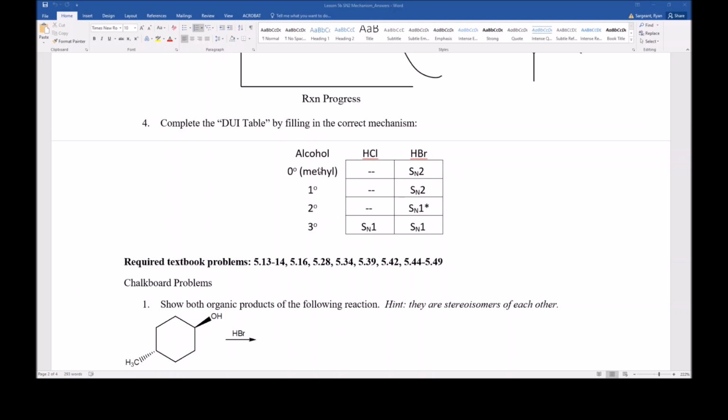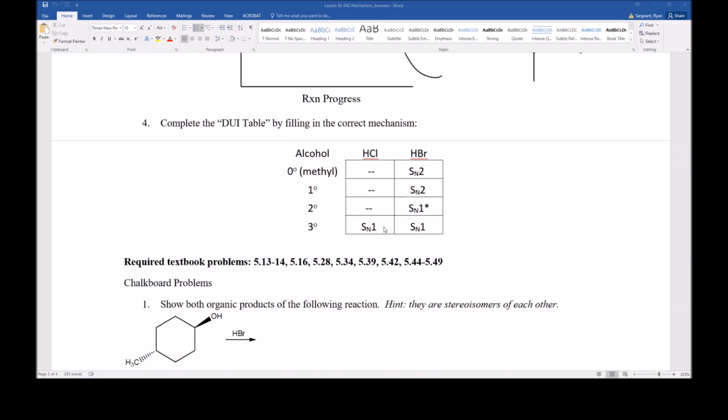Alcohols come in 4 flavors. You can have methyl alcohol, primary, secondary, and tertiary alcohols. They can react with either hydrochloric acid or hydrobromic acid, sometimes called hydrogen chloride or hydrogen bromide, depending on how technically accurate we want to be. Either one's fine. When we react an alcohol with hydrochloric acid, the only real useful laboratory reaction that we see is a tertiary alcohol reacting with hydrochloric acid via an SN1 mechanism.